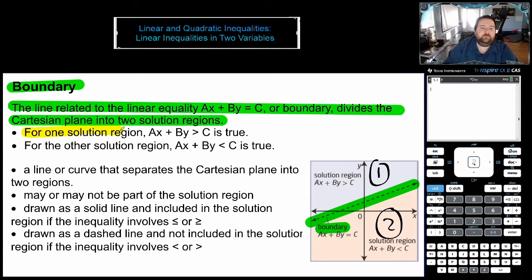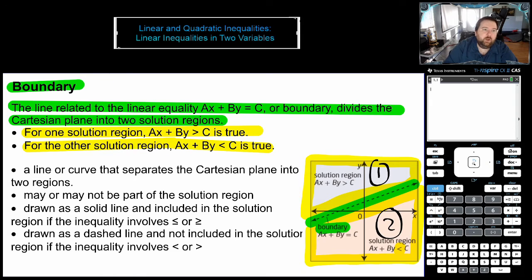Now for one of those regions, ax plus by greater than c is true. That's region 1. Greater than is going to be above. And for the other region, less than c is going to be true. And that's this region down here, region 2, where it's less than c. And so your boundary creates two regions.